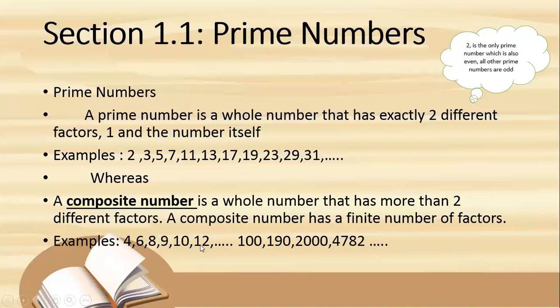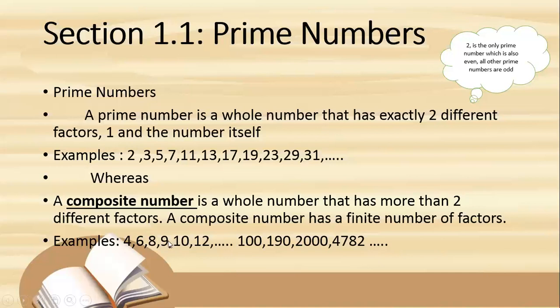Let's suppose we talk about the number 12. The number 12 is divisible by the number 1, number 2, number 3, number 4, number 6, and number 12. So 12 has 6 factors. Similarly, all those numbers, specifically even numbers or sometimes odd numbers, are composite numbers if their factors are more than 2.